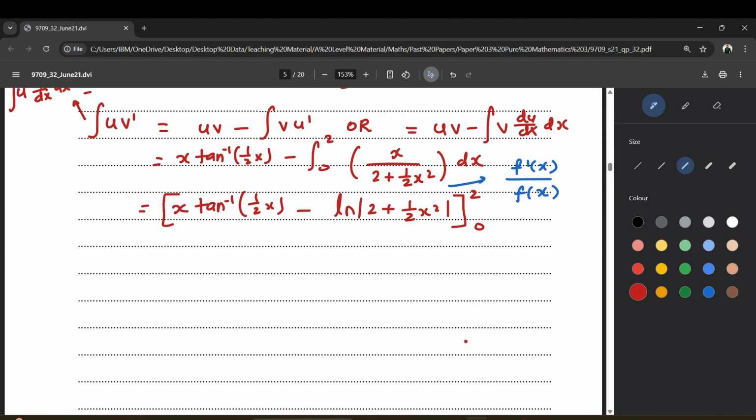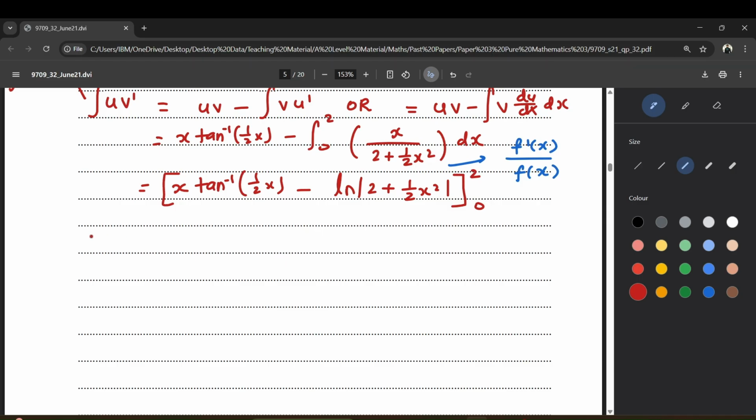All right, now all we have to do is just plug in the values. So the first limit is 2, so 2 tan inverse of half into 2, minus ln of (2 plus 1) over 2 times 2 squared. So that is my first bracket.